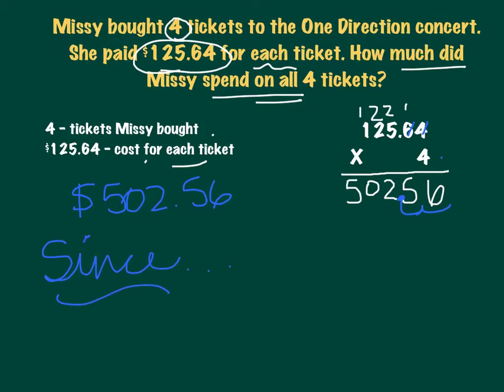So your statement should say something like this. Since Missy bought 4 tickets and each ticket cost $125.64, she spent a total of $502.56 on all 4 tickets.